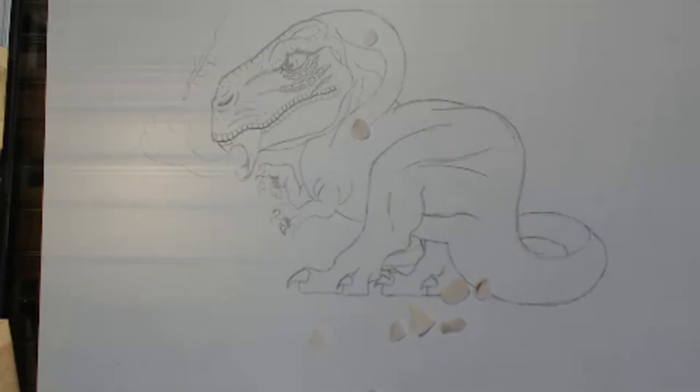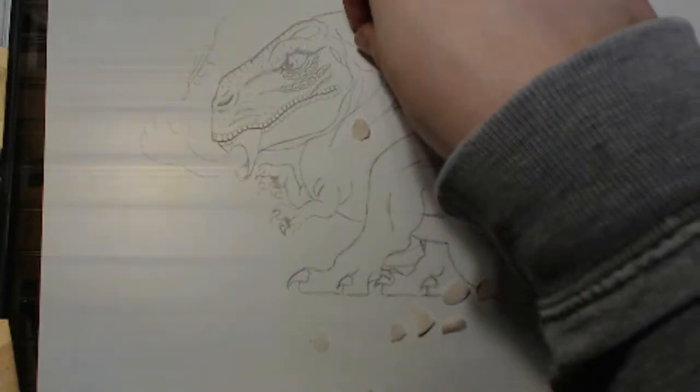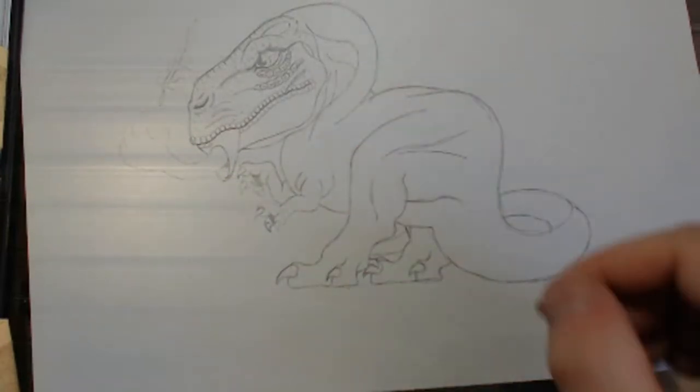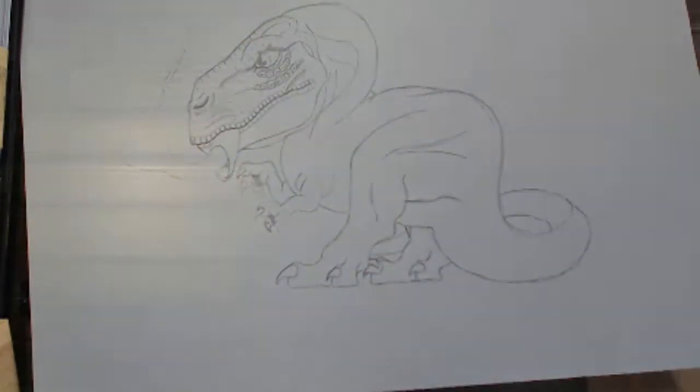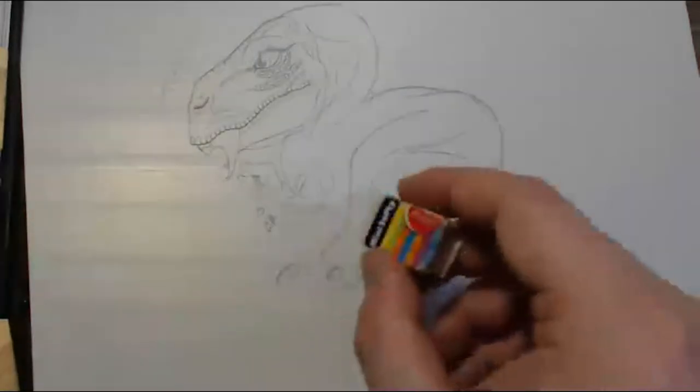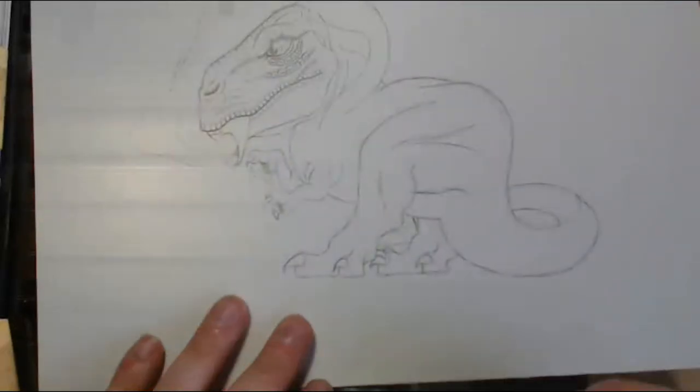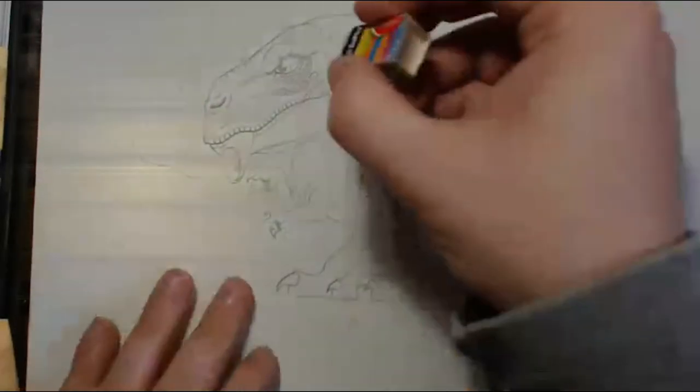I have tried using putty rubbers in the past, but they annoy the absolute crap out of me. I don't understand how people can use putty rubbers, because whenever I use them, you stick it on, you start rubbing, and all that happens is the tip just rolls around in the air and it makes more of a mess than it did in the first place.